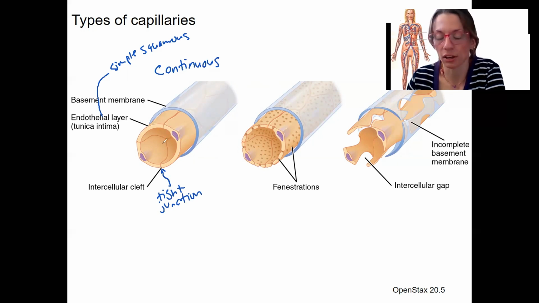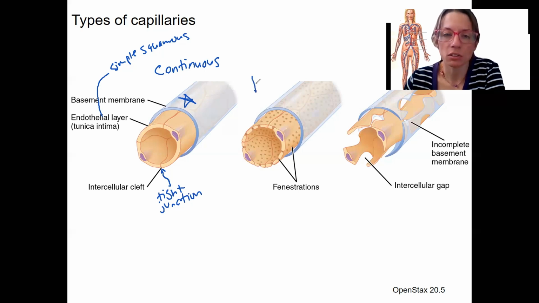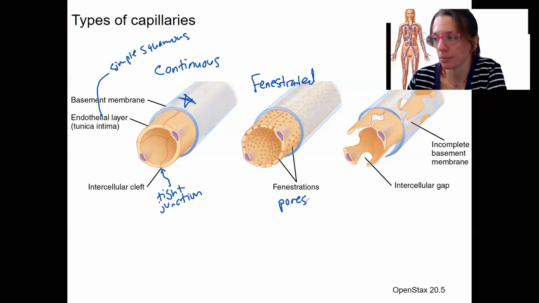Some vesicular transport can occur across these. And this is what we'll look at next week in more detail in terms of how things move across capillaries. But now I want to tell you about the other types as well, because we won't talk about these other ones next week. This one here is called fenestrated. Fenestrations are holes. So these are pores. These have fenestrations or pores that allow stuff to go through them.